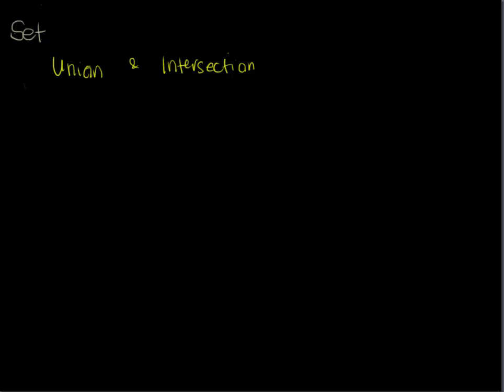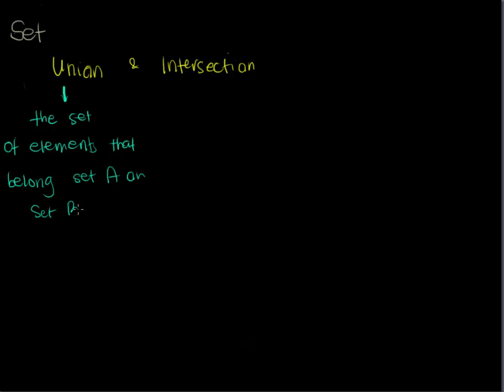At this moment, we're going to talk about what the union and the intersection of two sets are. So basically, we're going to deal with two sets here. When we say union of two sets, this actually means the set of elements that belong to set A or set B or both.